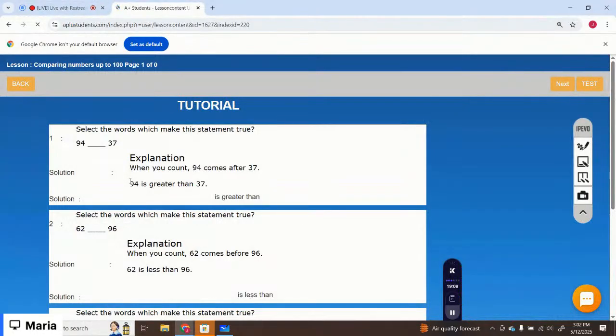Select the words which make this statement true: 94 and 37. So when counting, which number comes first? We have 94 comes after 37, right? When a number comes after the other number, that means it is greater than the other. When counting, 94 comes after 37. So that means 94 is greater than 37.